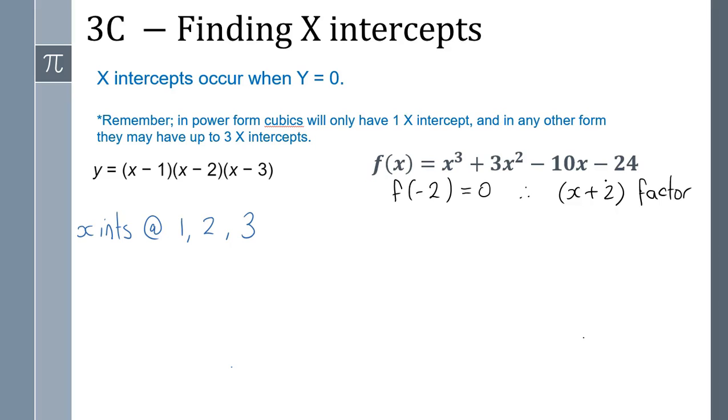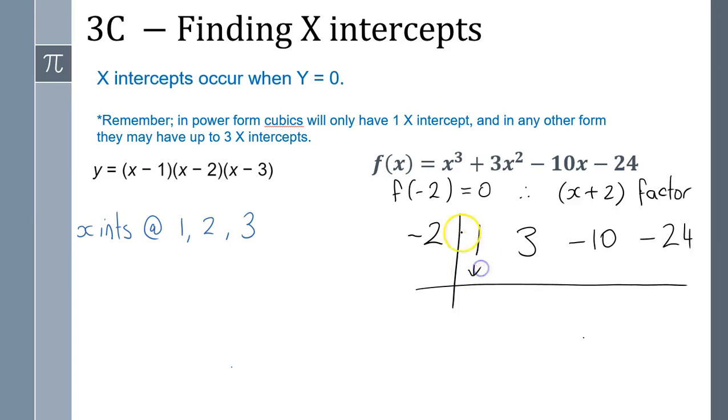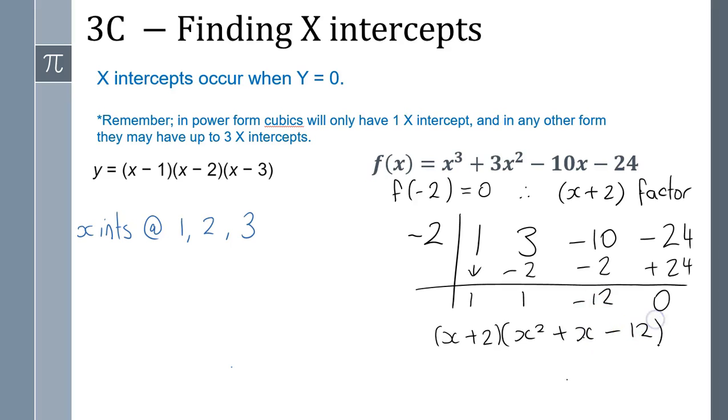So I'm going to use synthetic division to factorize the rest of this. So I'm going to put negative 2, 1, 3, negative 10, negative 24. You don't have to use these boxes, but you can if you want. Bring the 1 down, negative 2, 3 take 2 is 1, negative 2, negative 12, positive 24, 0. If you get to there and it's not a 0, you've either picked the wrong factor or you've done one of these calculations wrong, so go back and check. Okay, and that gives us x plus 2, x squared plus x minus 12.